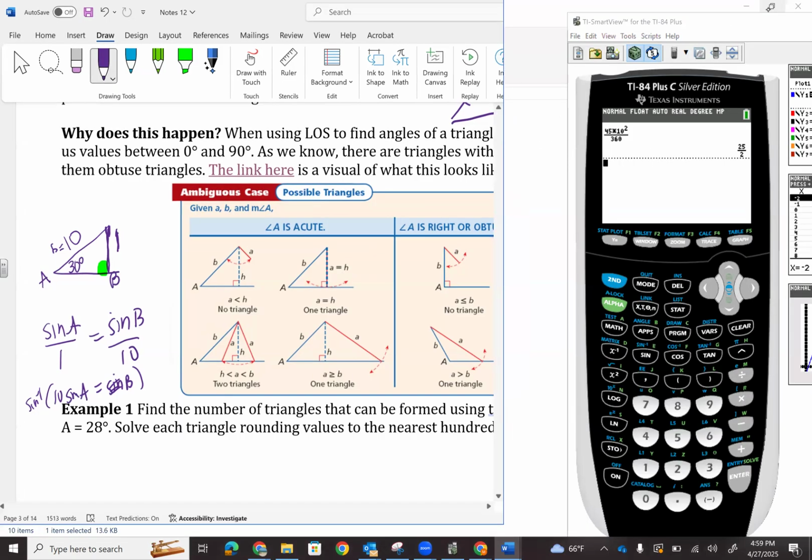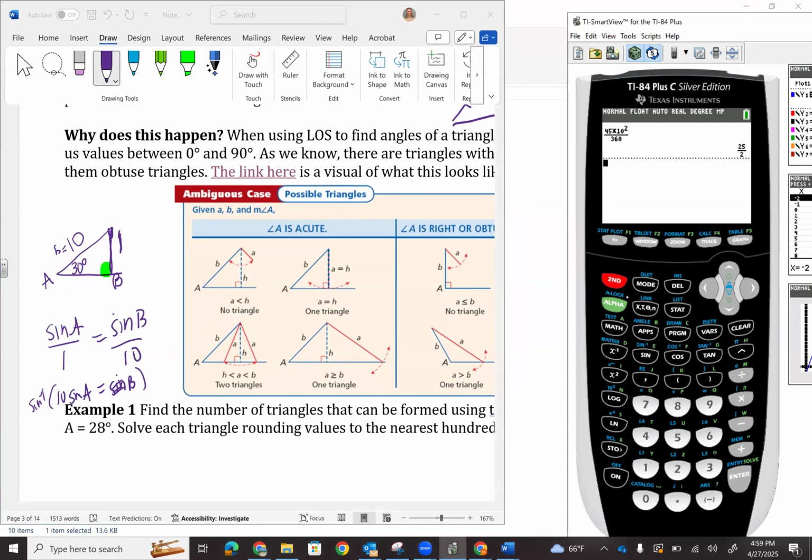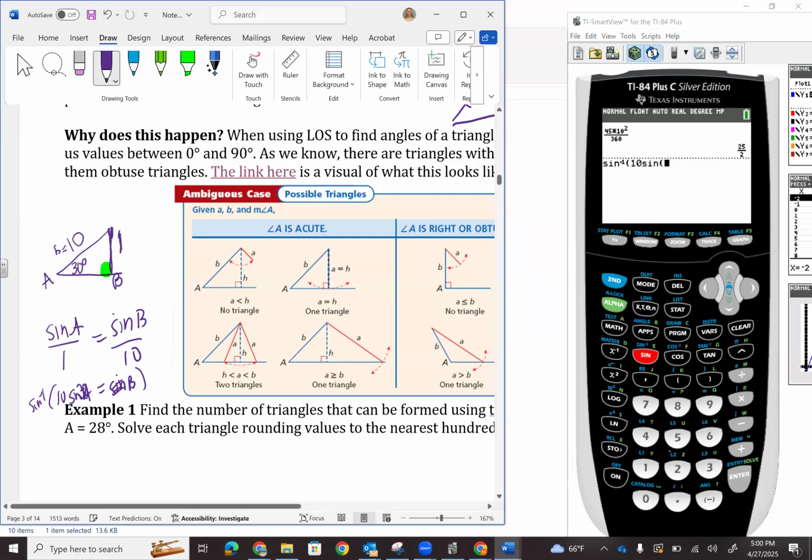So if I take out my calculator, I go second sine. Oh, my calculator's being precious. Second sine. Come on. Oh, it did it twice. Cute. Okay, so second sine, and then I do 10 sine. Oh, and A is 30 degrees. I don't know why I didn't put 30 degrees here. Okay, of 30.